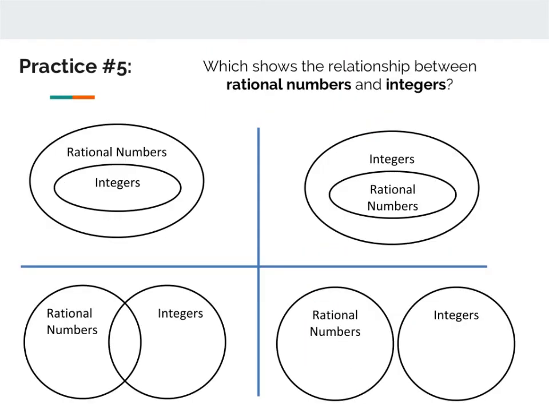So here we are at practice number 5, and it says, which shows the relationship between rational numbers and integers. So I want you to go ahead and take a look at the pictures. I want you to determine which one is the correct relationship, and then do it yourself. You want to go ahead and pause the video now, and then press play again to see if you are right.